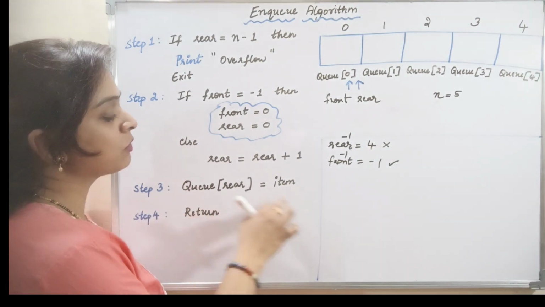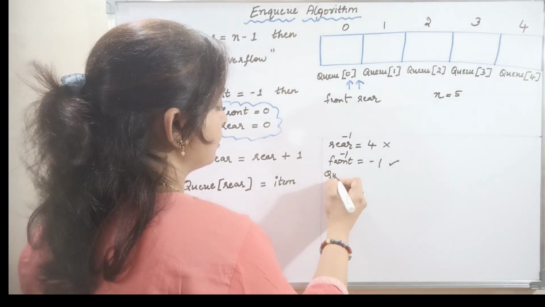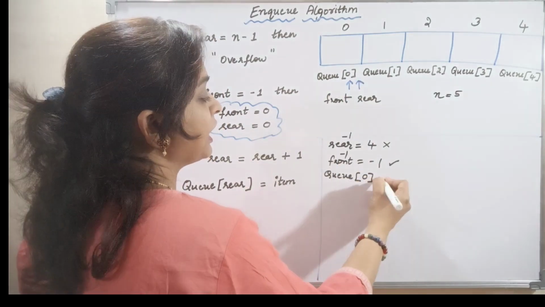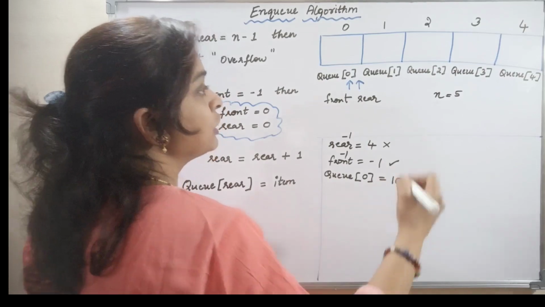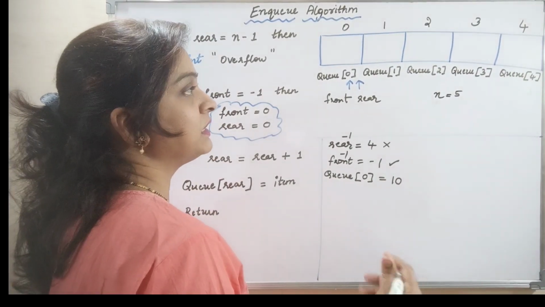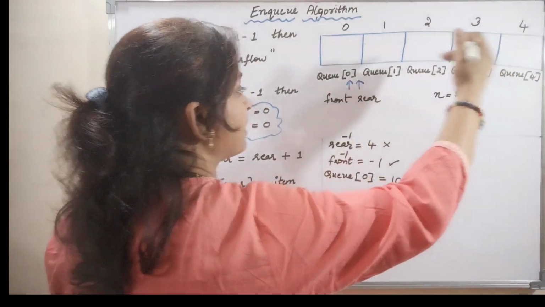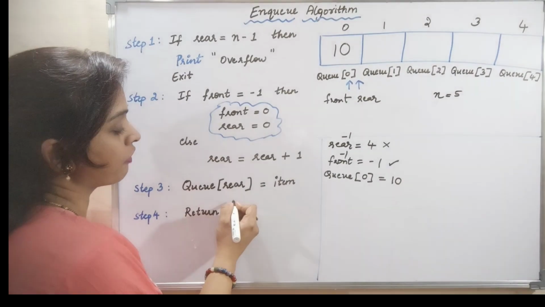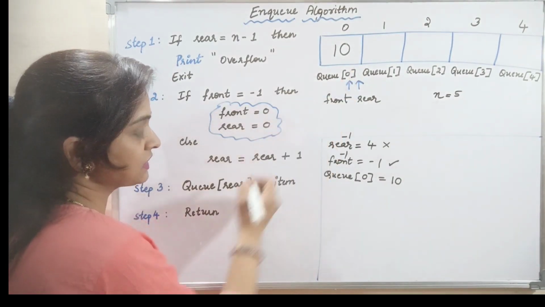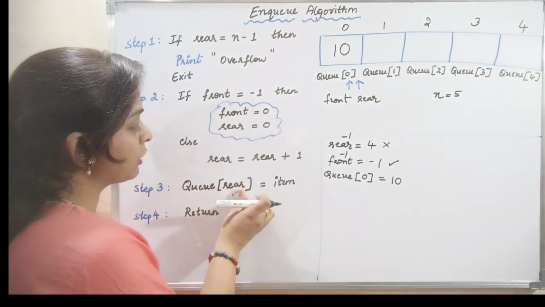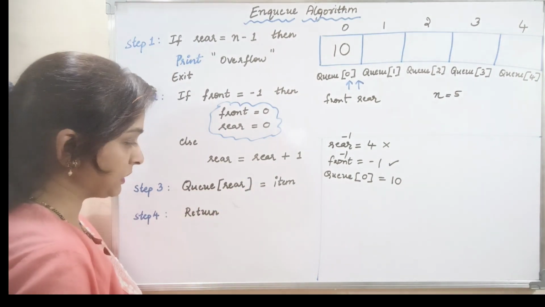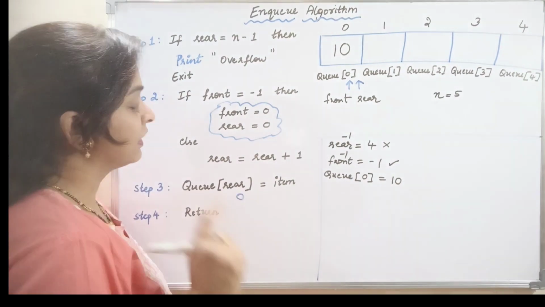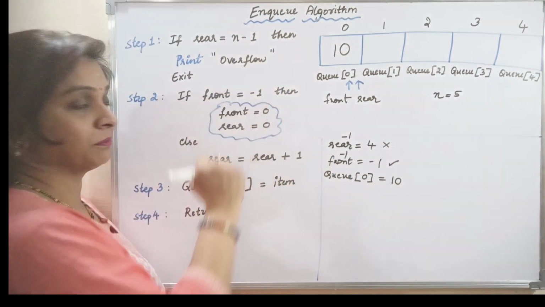I say Q of rear equal to item. Rear means it is 0, equal to, say, the new item 10. So I am inserting the element from the rear end. I am storing the first element 10 in Q of rear. Rear is 0, so Q of 0 is filled with the first item. Okay. Next, return back.